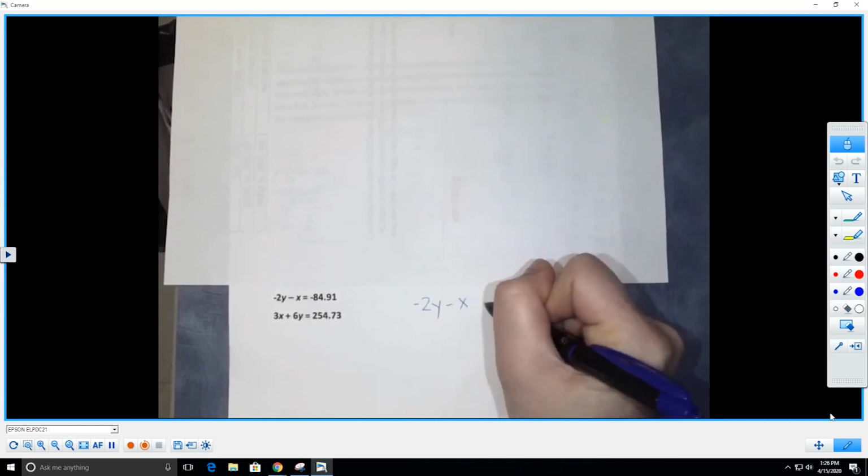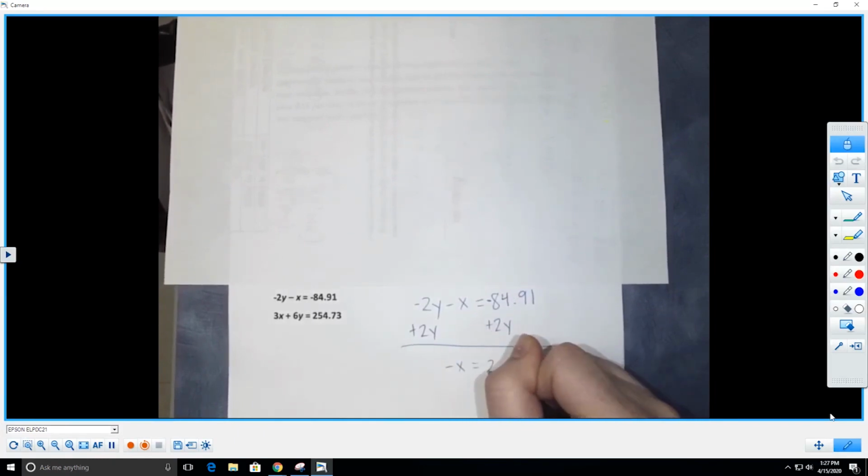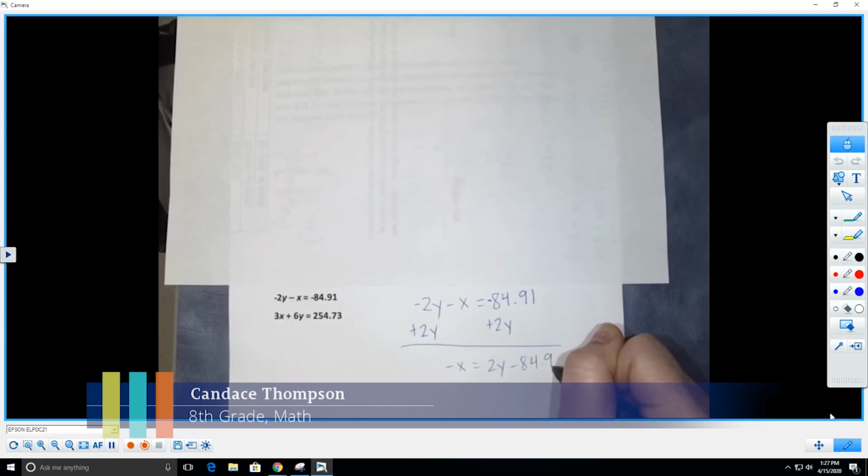Let's use substitution for now to solve the problem. First thing that we need to do is set one of the variables equal to something. So if I use this first equation, I can easily just set the variable x equal to something. And I'm going to do that by moving 2y over. So since 2y is negative, I'm going to move it over by adding it. So I have negative x equals 2y minus 8491.